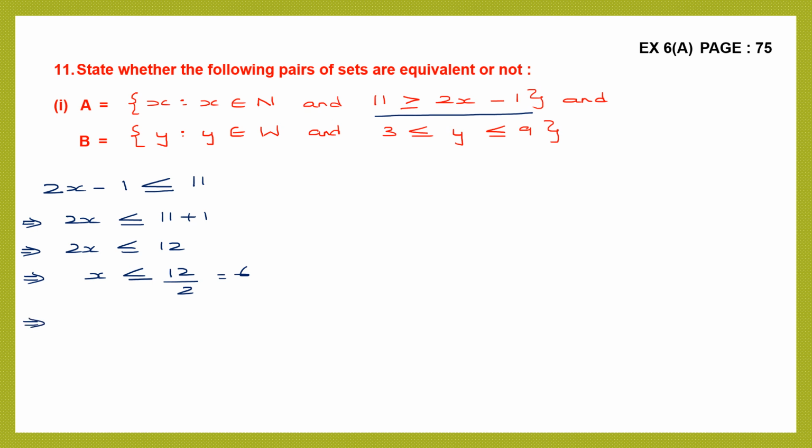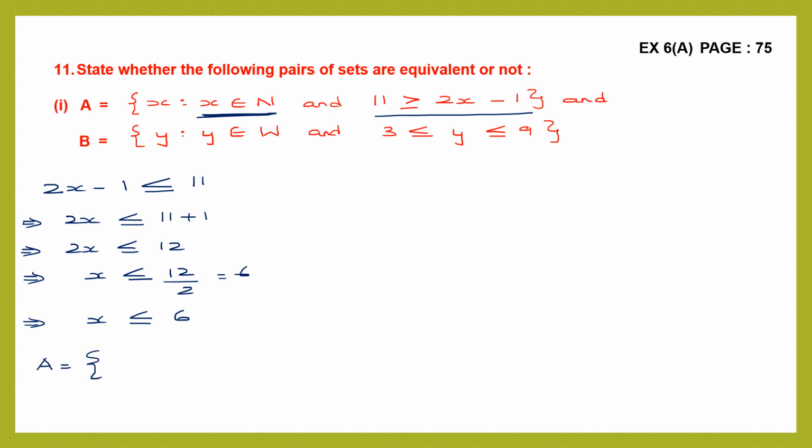So now we have this part, x is less than and equal to 6. So we have to write all the numbers that are less than and equal to 6, but keeping this point in mind that x belongs to natural numbers. That means natural numbers begin from 1. So let's write down the elements of set A.